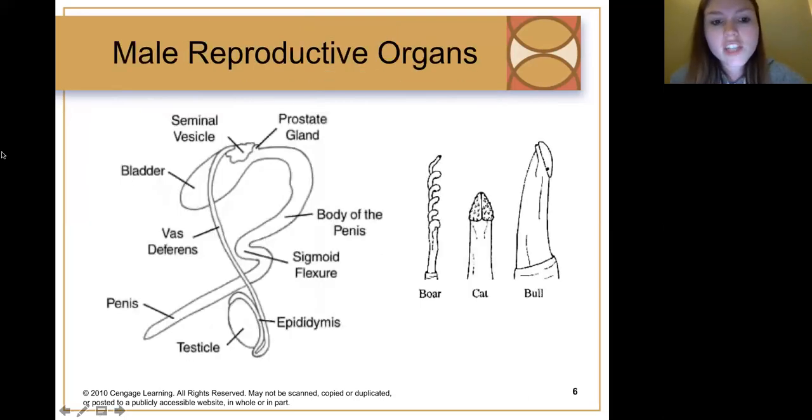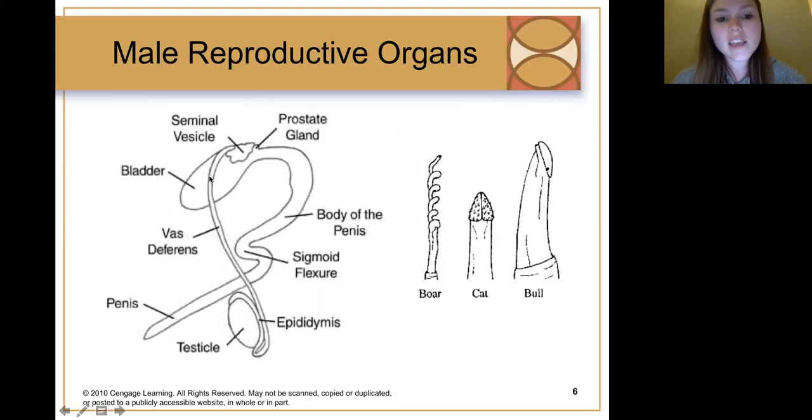So to just kind of show you how the male reproductive system looks like, this is in a bull exactly. So you're not going to need to know every single part of this, but we're going to go over some of the major parts and what they do. But I'm not going to ask you to label them on a diagram or anything like that.